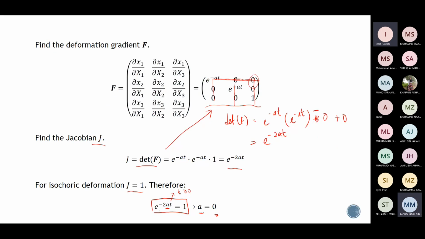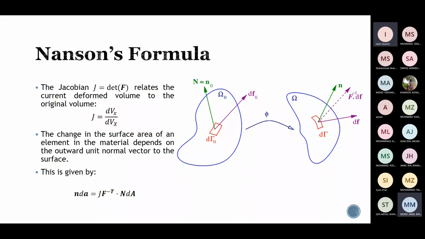Okay, so that's about the deformation gradient and Jacobian. So let's look at something else. This is just some formula that is not going to be used in this lecture, but will be used in a lecture maybe after the midterm. The Jacobian J relates the current deformed volume to the original volume. So J also equals the change in final volume divided by the change in original volume.